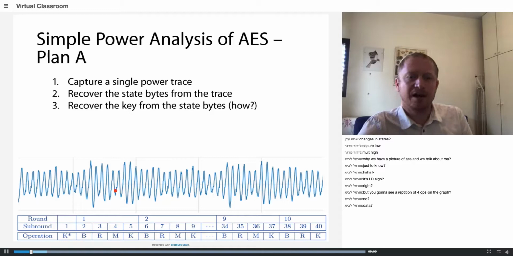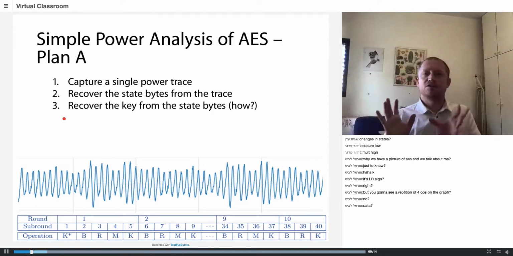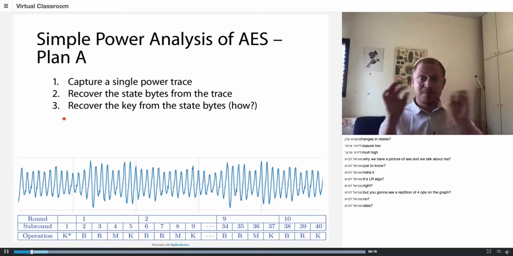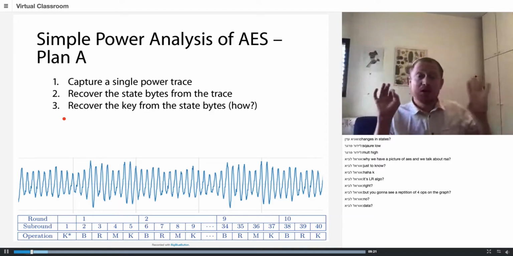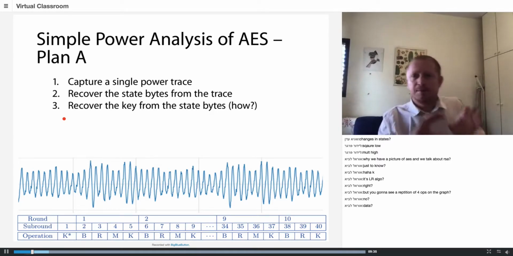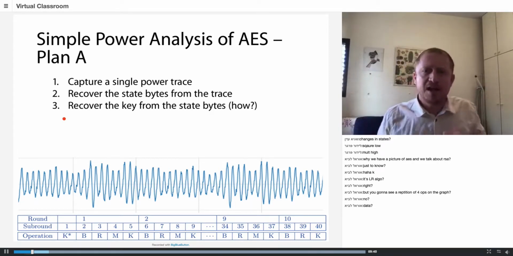First of all, I assume that the state bytes are going to be moving along this. You remember we talked about this big memory bus, which connects the CPU and the RAM. And I told you that this bus is really great for the side channel analyst because you can measure the data going across this bus. So I am going to look at the state bytes. I see plaintext coming in and all sorts of data going across. And in the end, I'm going to see the ciphertext. And I'm going to recover the state bytes from the trace.